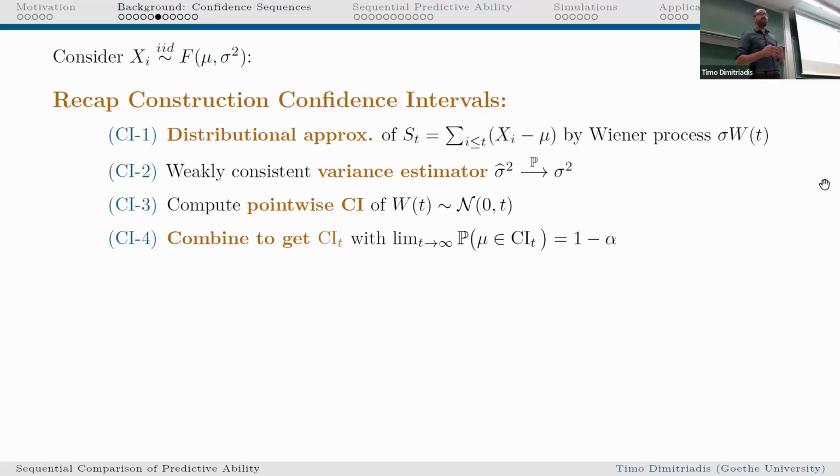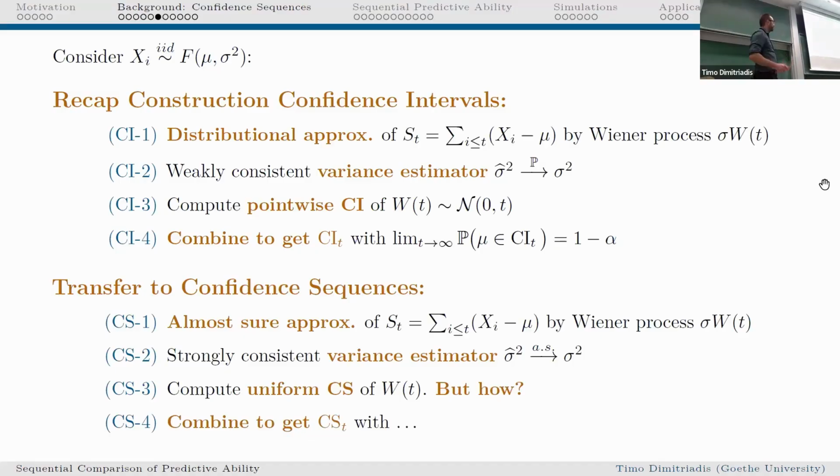Now the construction for us is pretty similar, but a bit stronger. What we need is, we have the same partial sum S_t. We approximate it by a Wiener process, but now we need almost sure approximation. So while you have distributional approximation for the confidence interval, for that almost sure convergence case we need a strong invariance principle, following Strassen and co-authors, or follow-up work. We need that. Now, of course, we need a strongly consistent variance estimator.